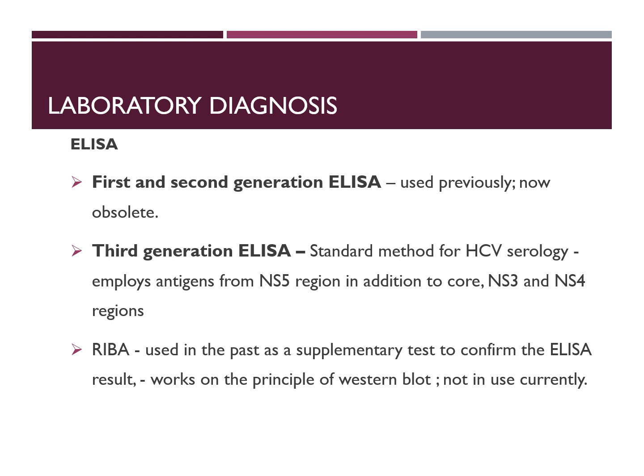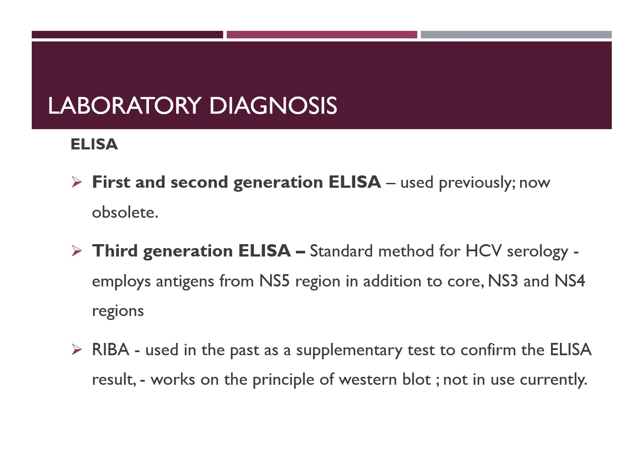First and second generation ELISA have become obsolete and are not being used now. Third generation ELISA are being used, where the NS5 antigen, that is the non-structural protein, in addition to the core C, NS3, NS4. So these are the targets they use, and antibody is detected against these antigens.